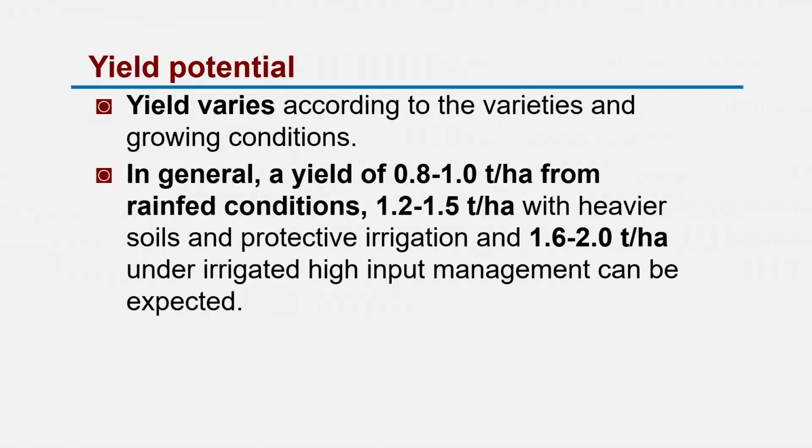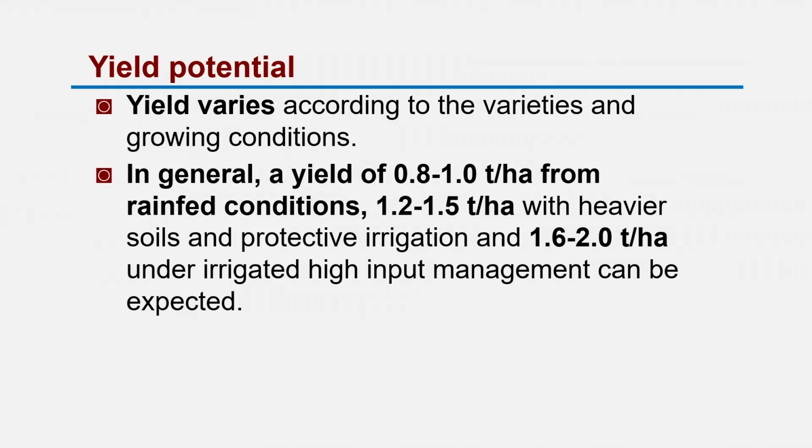Yield potential. Yield varies according to the varieties and growing conditions. In general, a yield of 0.8 to 1 ton per hectare from rain-fed condition can be obtained, and 1.2 to 1.5 ton per hectare with heavier soils and protective irrigation can also be obtained, and 1.6 to 2 tons per hectare under irrigated high input management can be expected.